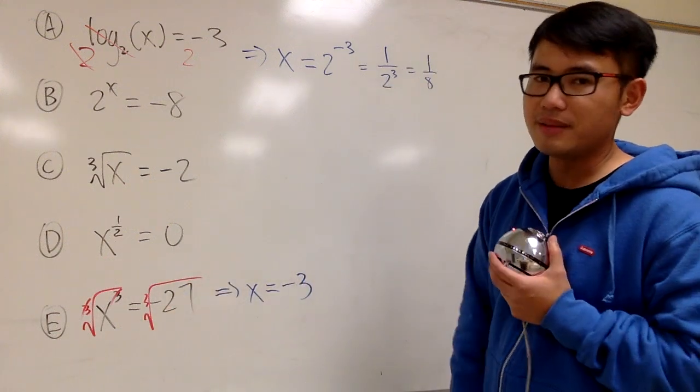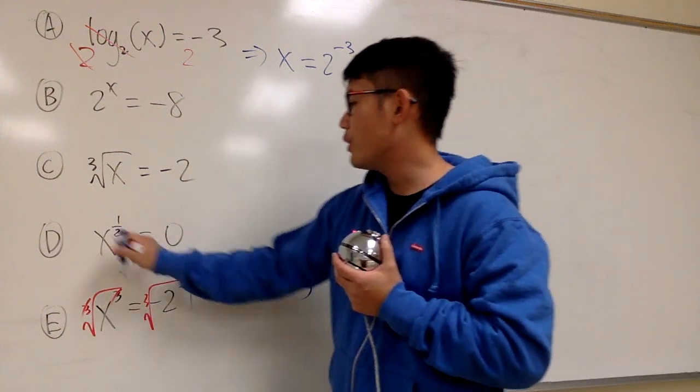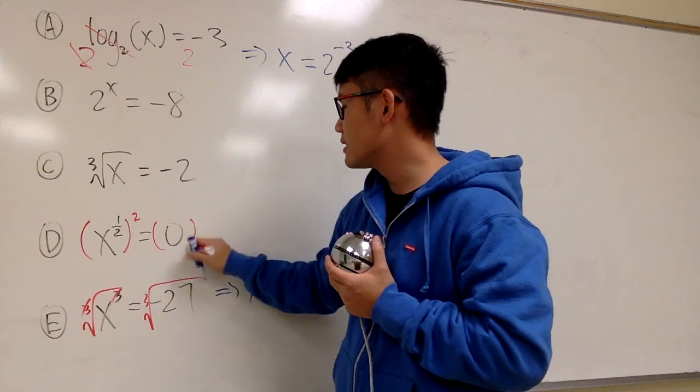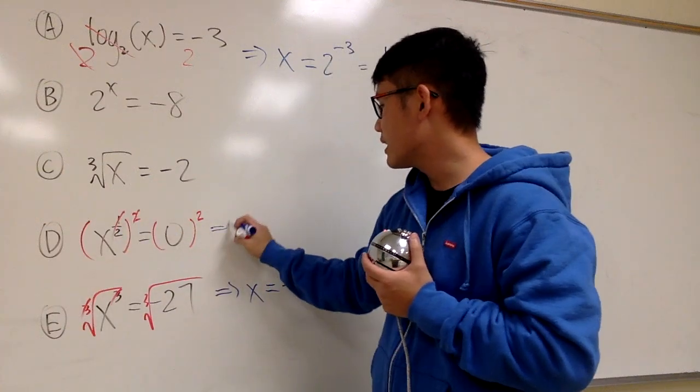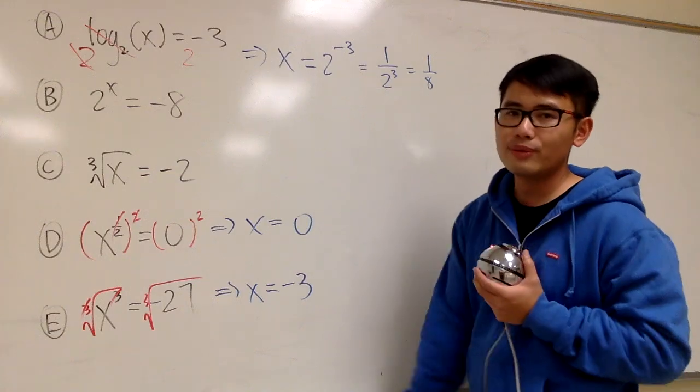It works perfectly. X to the 1/2 power is equal to 0. Well, I can just square both sides. Cancel, cancel, and then I get x is equal to 0 squared, which of course is just 0.